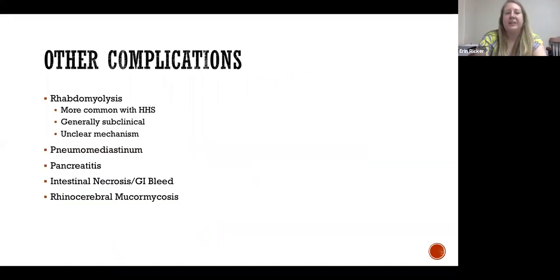Other complications that we can see: you can get some element of rhabdomyolysis. This tends to be more common in hyperosmolar hyperglycemic syndrome, HHS, but we can see it sometimes in DKA. It's usually subclinical, so all patients probably have a little bit of it, but very few will be affected. The mechanism of exactly why it happens is unclear, but a lot of cellular breakdown will lead to increased potassium and myoglobinuria, and then you can have worsening renal failure.